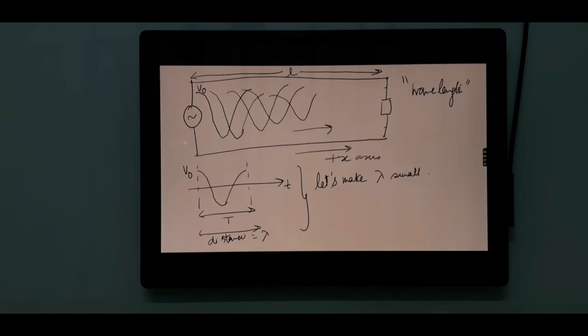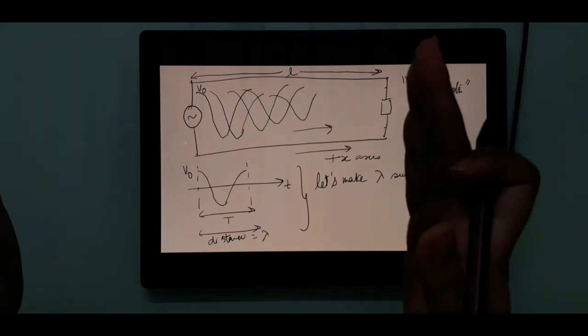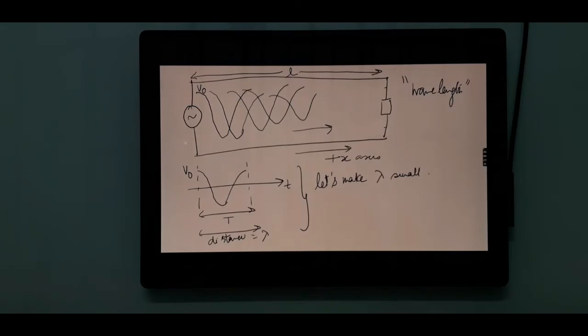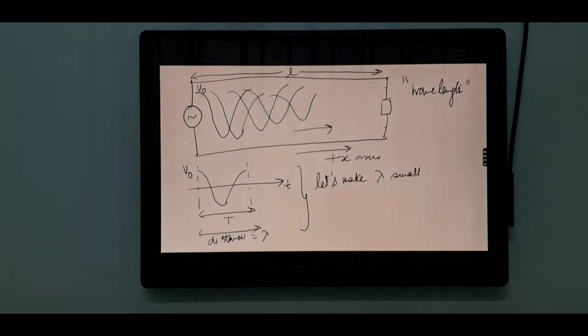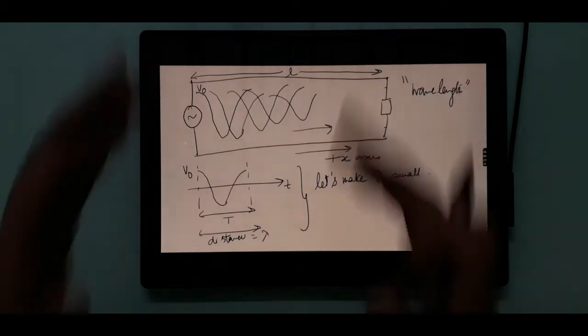So ask yourself, what is the frequency of the waves that you normally make pass through the breadboard? Maybe 1 kilohertz, maybe 10 kilohertz. What's the wavelength? The wavelength of those waves is very large. Now I am saying, let us make the wavelength lambda very small. Beyond a point, it so happens that the wavelength becomes so small that it starts becoming comparable to the length of the breadboard or the length of the circuit.